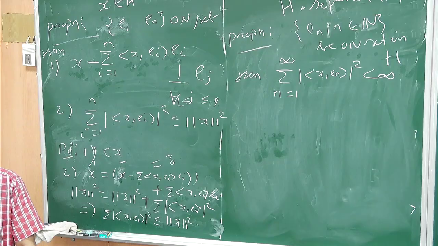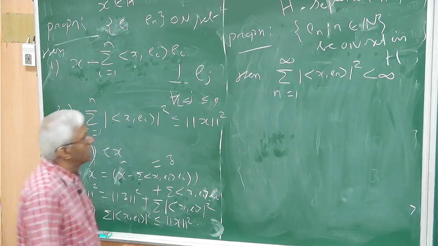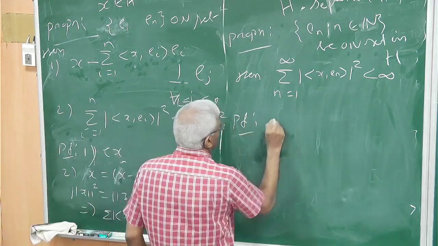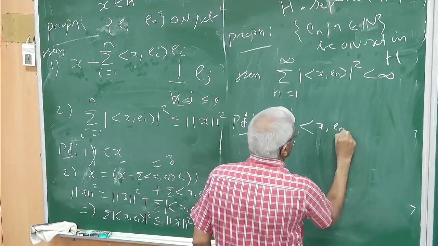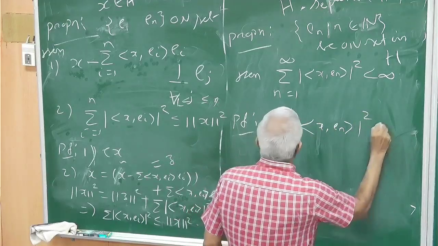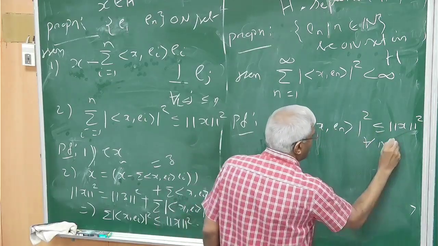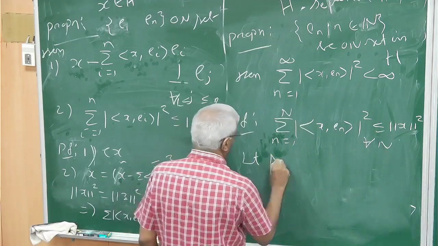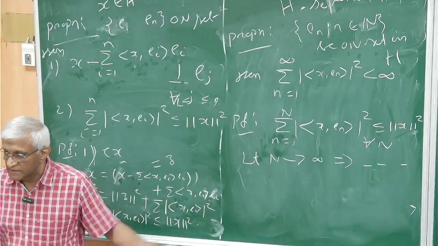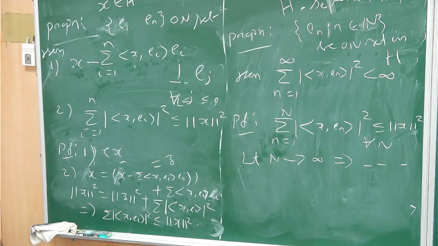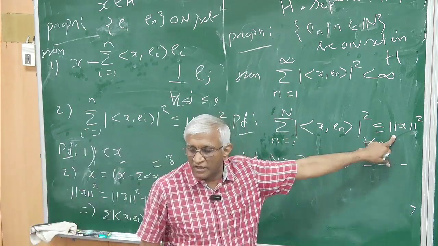That's all. This is summable. The proof is clear. The summation n equal to 1 to n of <x, en> square, by the earlier proposition, is less than or equal to norm x square, for all n. That's all, just take the limit n going to infinity. We have already proved that the summation is less than or equal to norm x square.